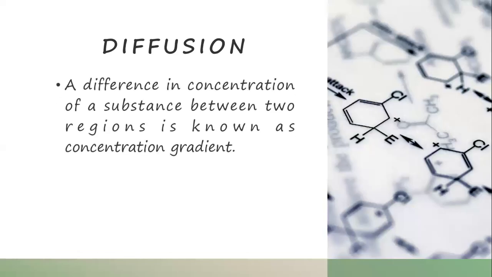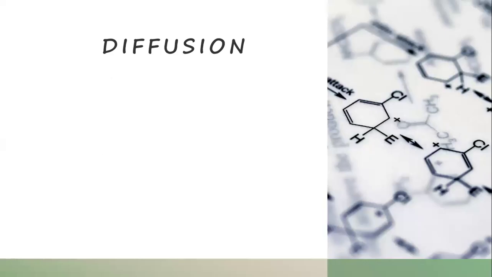Now, the difference in concentration of a substance between regions is known as the concentration gradient. So when you're required to define the concentration gradient, it is simply the difference in the concentration of the substances between the two regions, here talking about the region that has high concentration and the one that has low concentration.